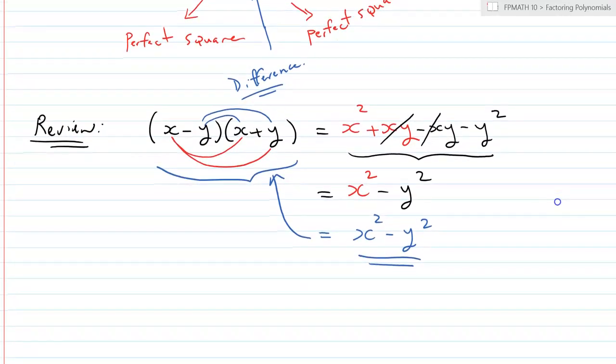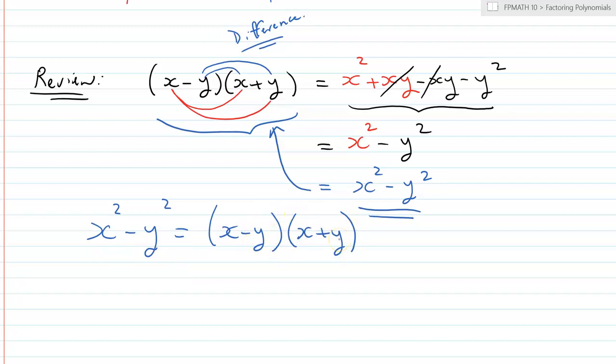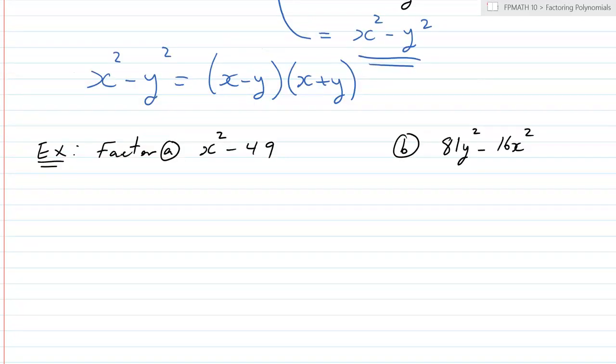So for a difference of squares, as long as they're perfect squares, the factor form is (x minus y)(x plus y). Notice the pattern: each bracket will have x and y in them. The first bracket will have a negative sign, the second bracket will have a positive sign. Okay, let's go through a couple of examples.